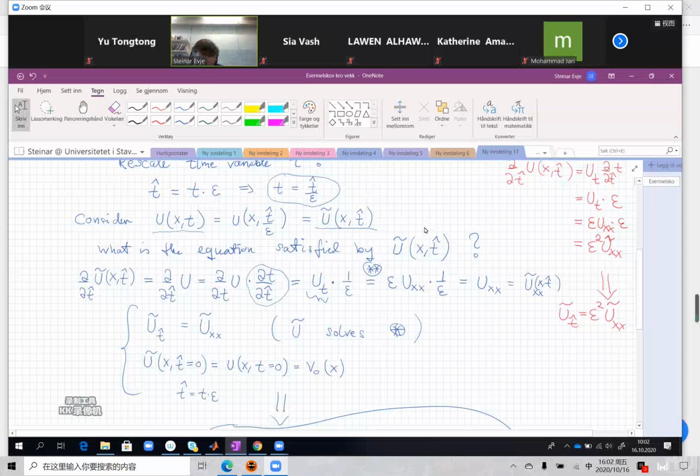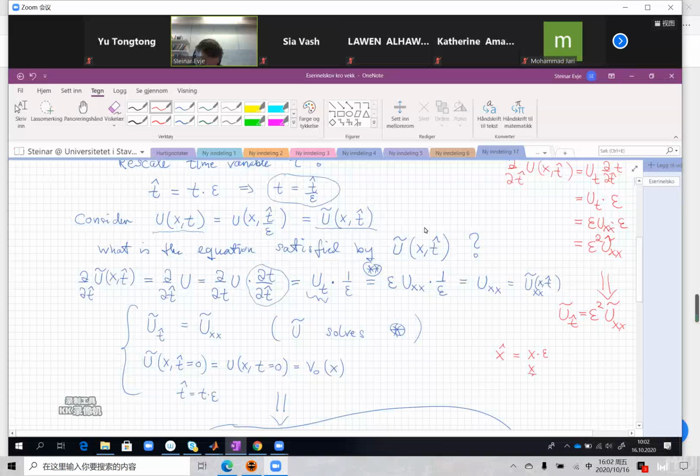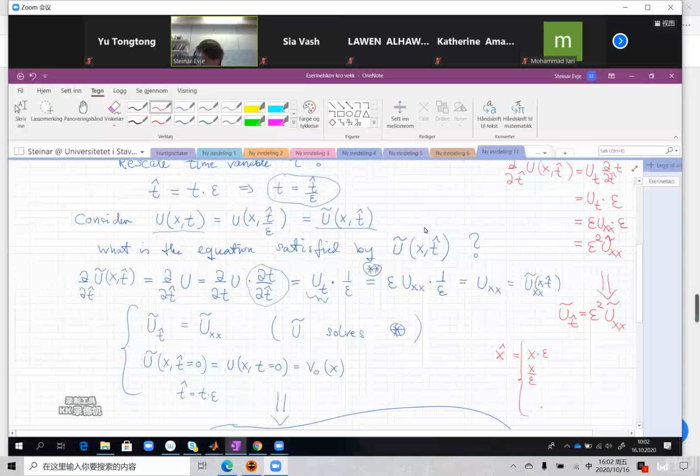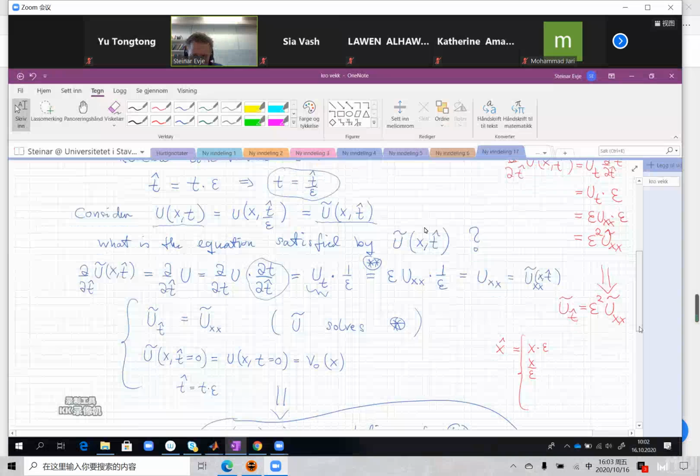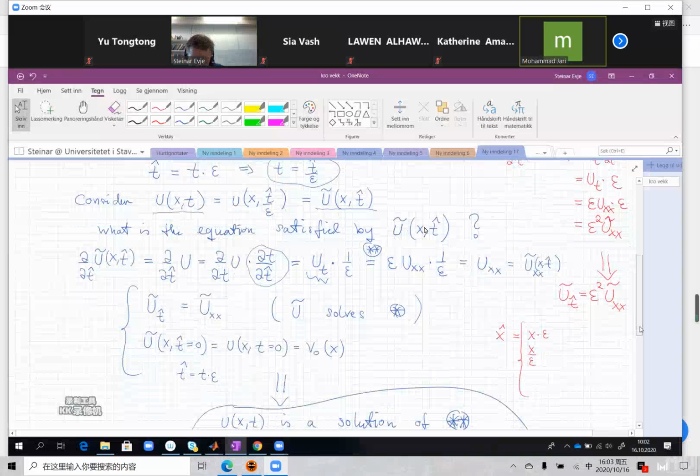But there is another option. We could introduce x hat, which is x, for instance, and one choice could be to multiply by epsilon or divide by epsilon. There are different choices. But what do you think? What do you think would work? X over epsilon.